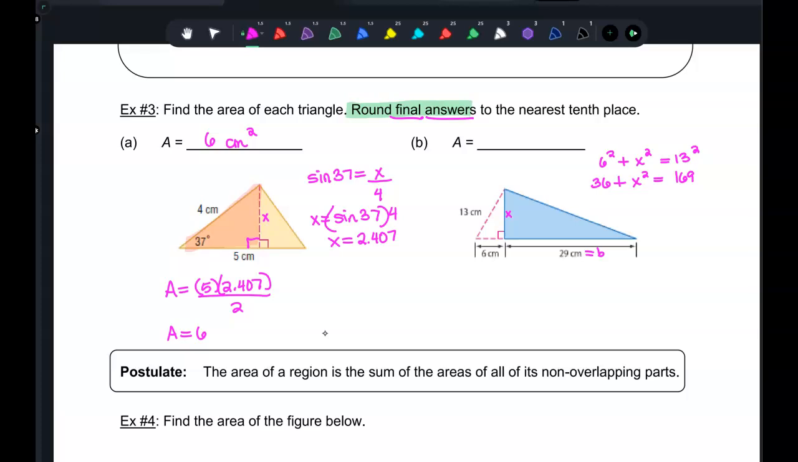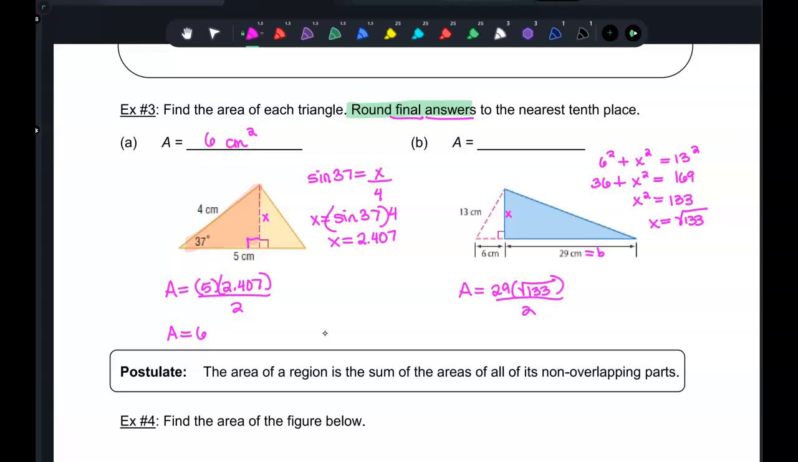All right. 169 minus 36. I got the same answer. I got 6.0. I did that with 133. Good. Okay. Now I can plug this into the calculator, but then I'm still just going to get a decimal, right? Because root 133 isn't a whole number. So I'm just going to leave my answer like that. That's my height. So I'm going to plug in 29 times root 133.